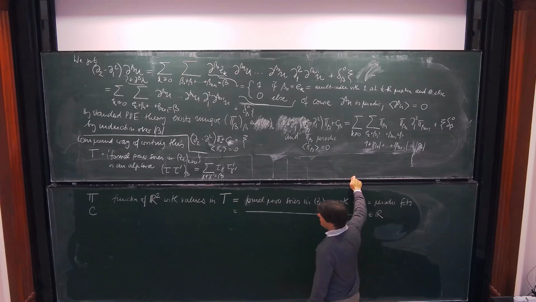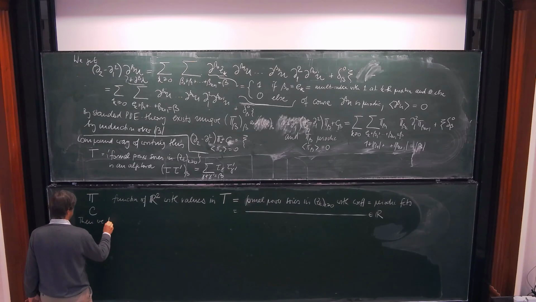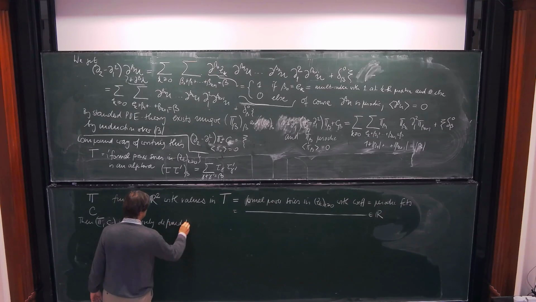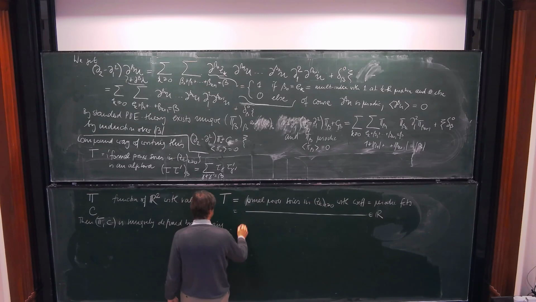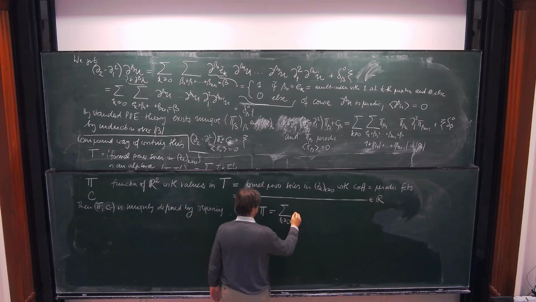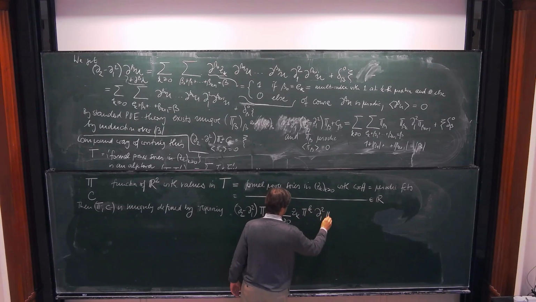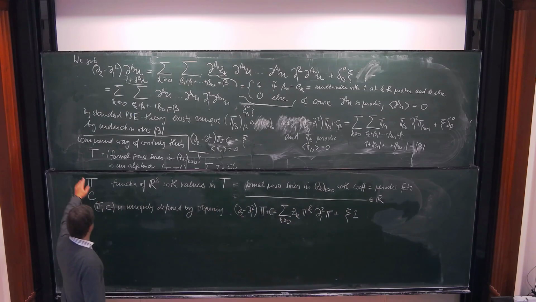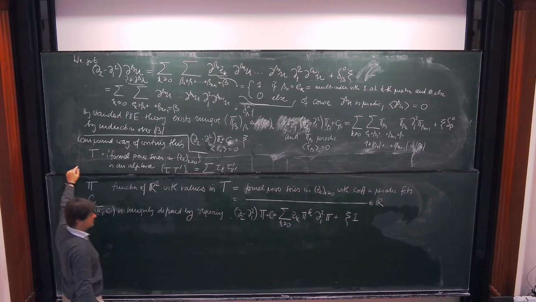And then the equation reads: pi, c is uniquely defined by requiring that if you take your leading order operator, so here the heat operator, and apply it to pi, you get this expression plus c plus psi times 1, where 1 is the one element in this space of formal power series, and the spatial average of pi is equal to 0.